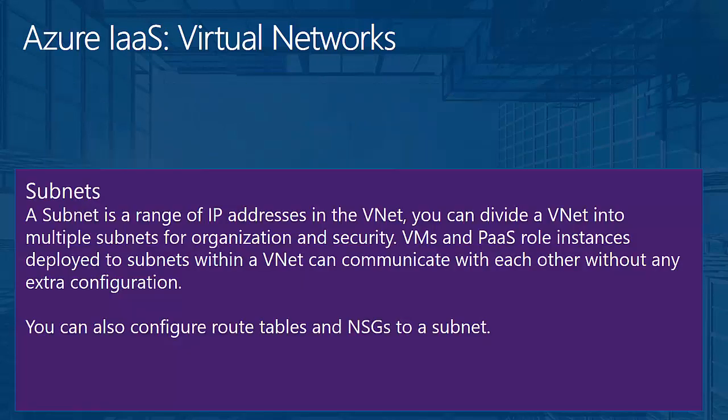A subnet is a range of IP addresses within the virtual network. You can divide a VNet into multiple subnets for organizational and security needs. Virtual machines and PaaS role instances deployed to subnets within a VNet are able to communicate with each other without any extra configuration. You can also apply route tables and network security groups to a subnet to control conditional access.